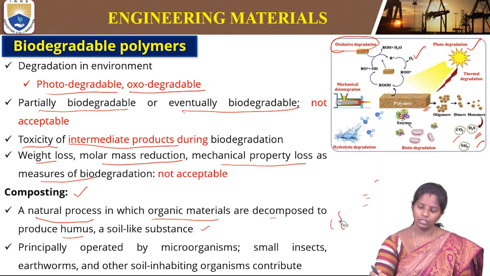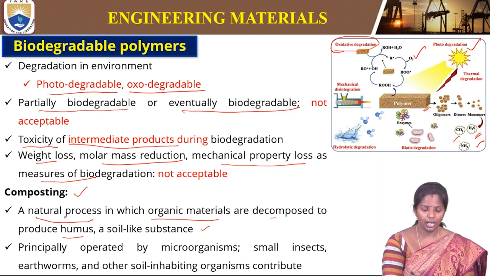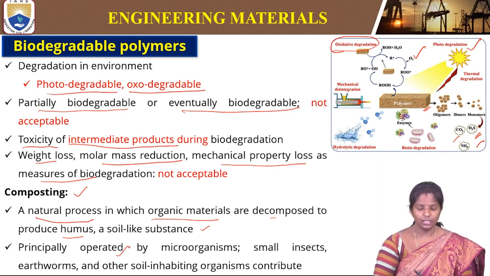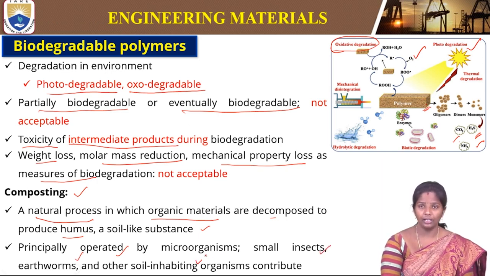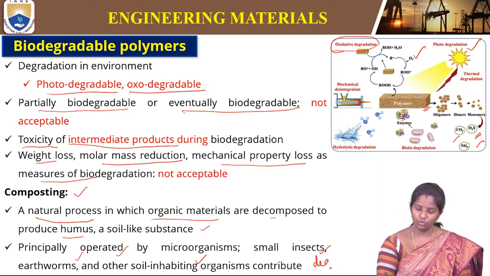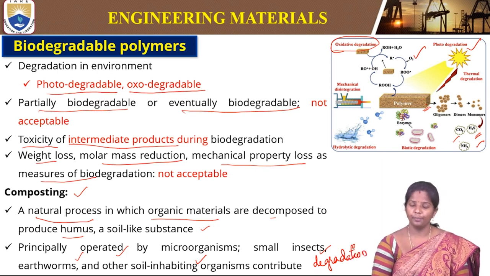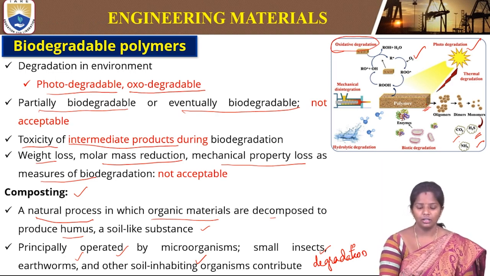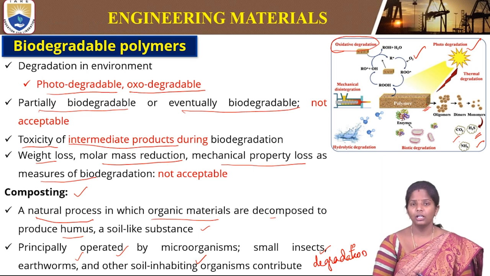Let us see how this helps in composting. In the composting process, it occurs similarly. It is principally operated by microorganisms, small insects, earthworms, and soil-inhabiting organisms that contribute to this degradation. When the polymer is thrown into the soil after its usage, a process like composting goes on. Therefore those bags or polymers are called compostable polymers or compostable plastics.